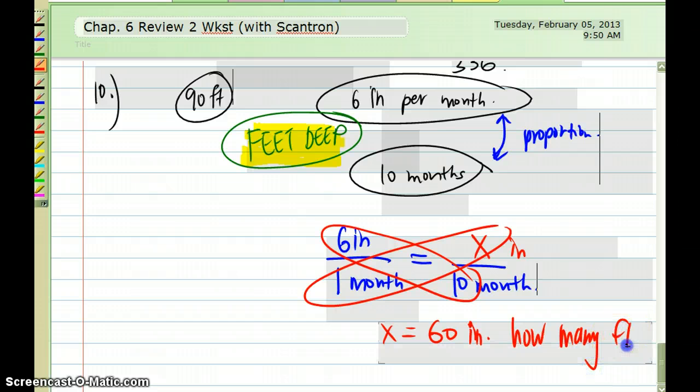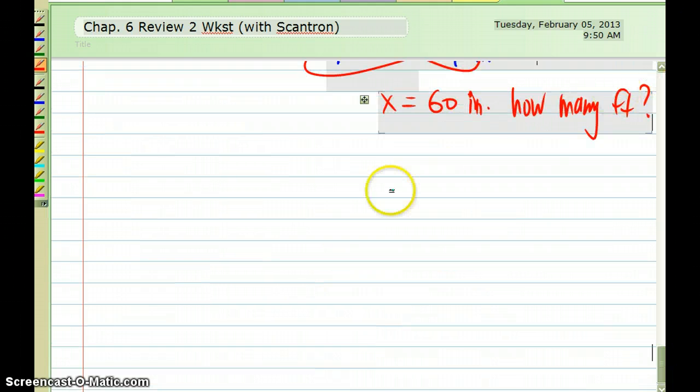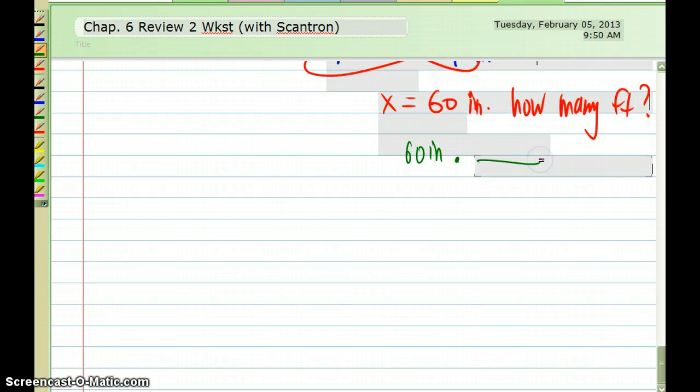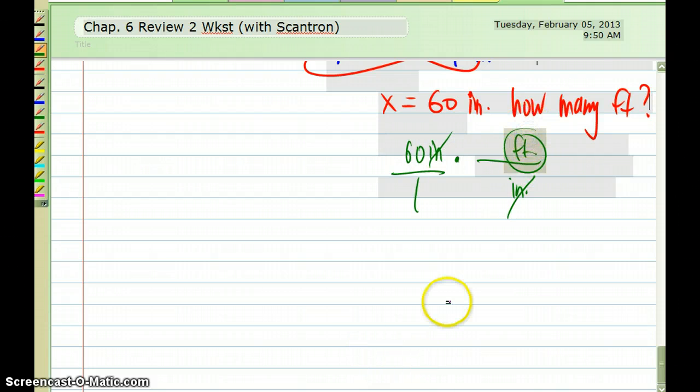Well, the next question actually gives me some information about inches and feet. So I know there's 12 inches in a foot. So I'm going to do 60 inches times that fraction that helps me to convert, where I'm going to put inches at the bottom and feet at the top. And that way when I multiply, I'm going to cancel out the inches, and all I'm going to have is feet.